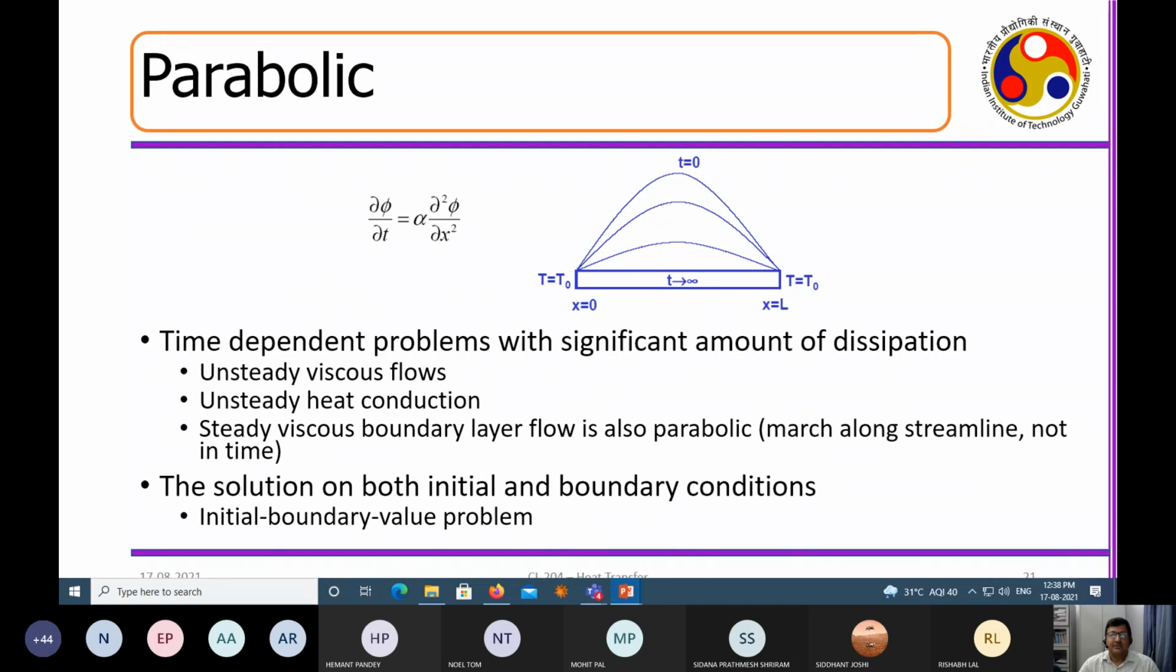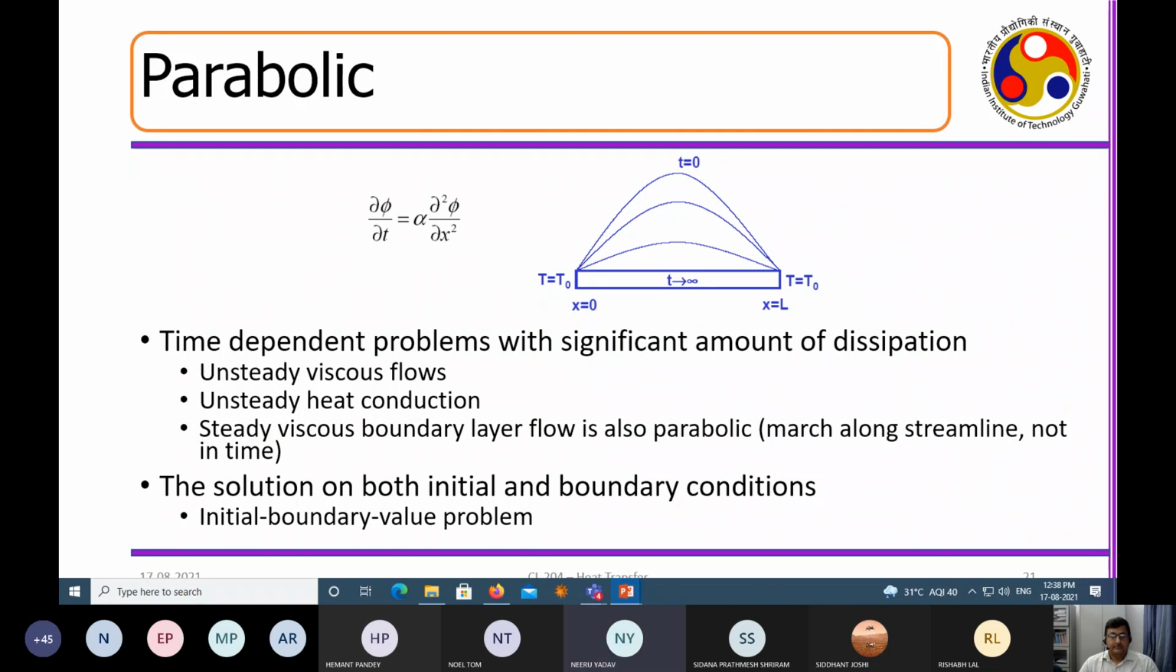Now, what is the order of this equation? Can anybody tell me what is the order of this equation? What is the order? 2. It's second order in space and first order in time. Okay. Because now you have to differentiate between space and time, correct? How many boundary conditions do you require? 3. Why 3?